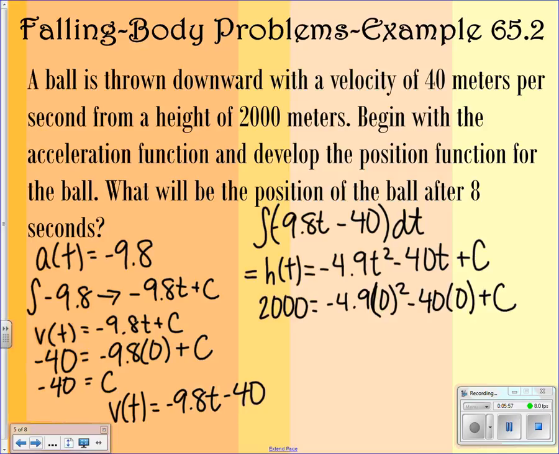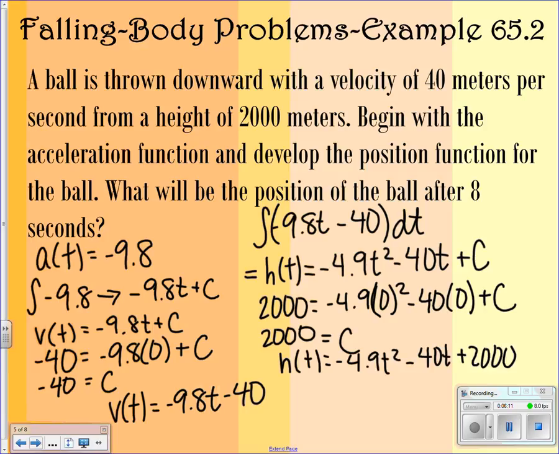And so if you plug in your 0, you end up getting 2,000 for your c. So that means that your height function is negative 4.9 t squared minus 40t plus 2,000. And so there's your height function. That was the whole development.